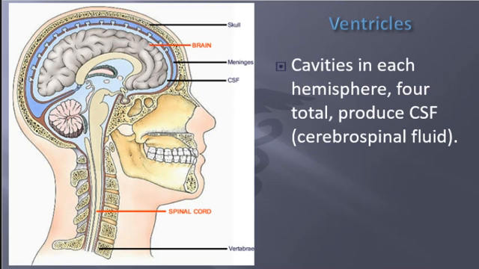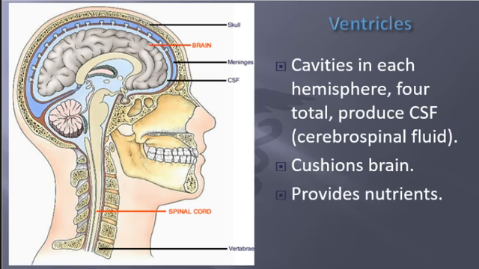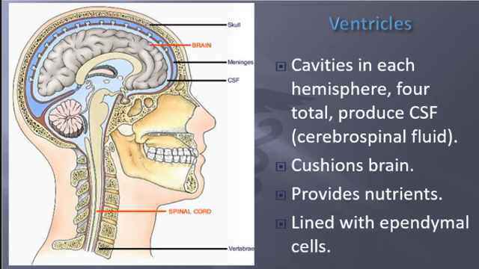And their job is to produce cerebrospinal fluid, CSF. It cushions your brain. It provides nutrients. And it's lined with ependymal cells. I call them ependymal. They have those little ciliated ones that cause this cerebrospinal fluid to be moved.